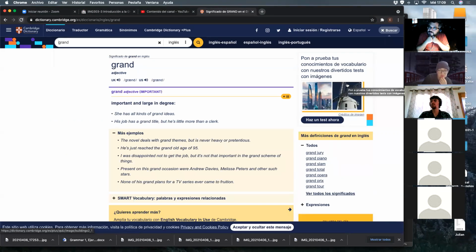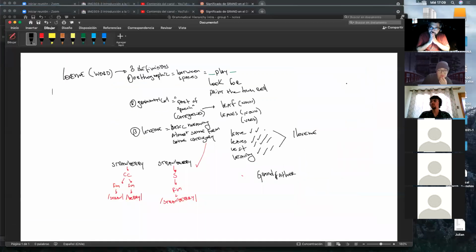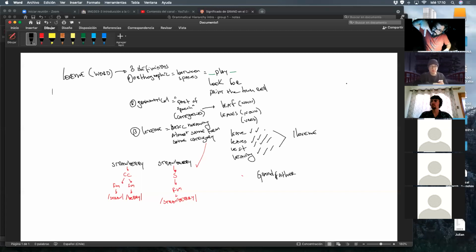Grand es un adjetivo que significa important, ¿sí? Si yo veo grandfather, es abuelo, no es papá importante. ¿Cachai que activa otra idea? Entonces, en ese sentido, yo diría que grandfather, en verdad, es un lexema, ¿sí? Compuesto de dos morphemes, ¿sí? Lo difícil de esto es que como son compound, ¿cierto que es compuesto grandfather? Porque está hecho de dos free morphemes.